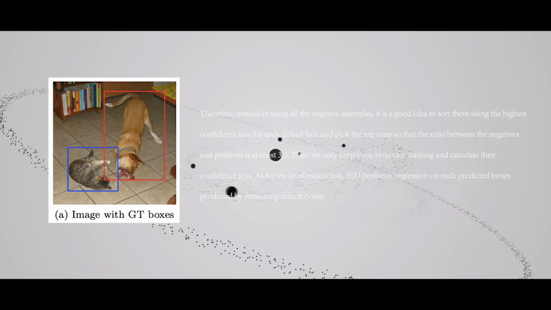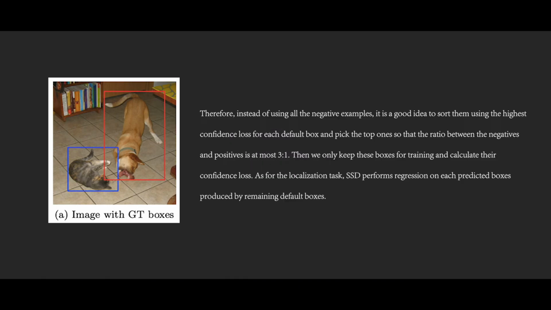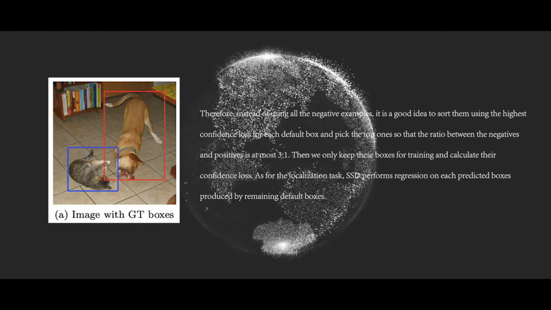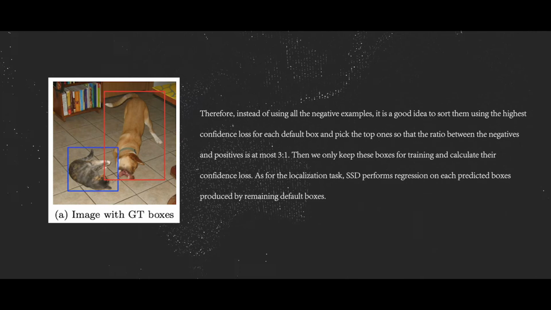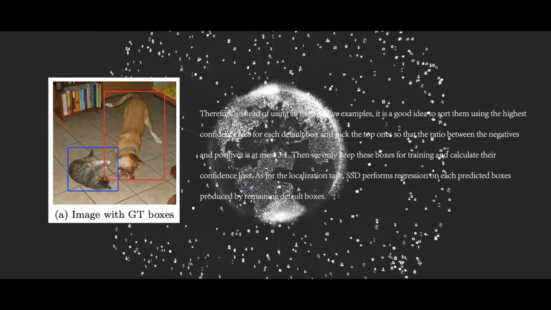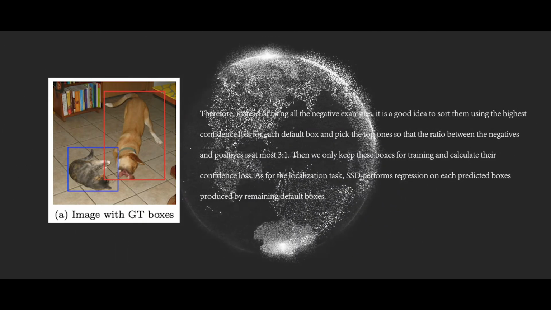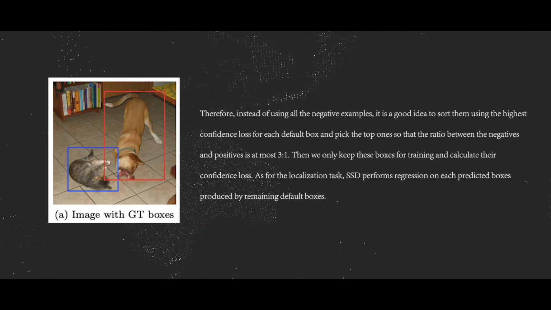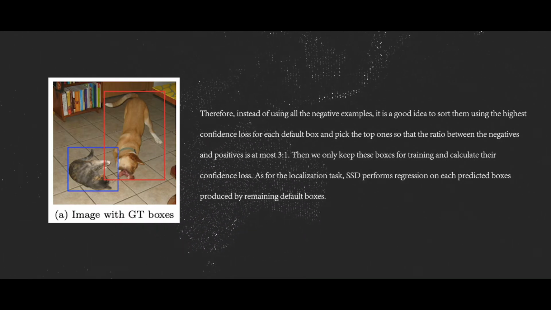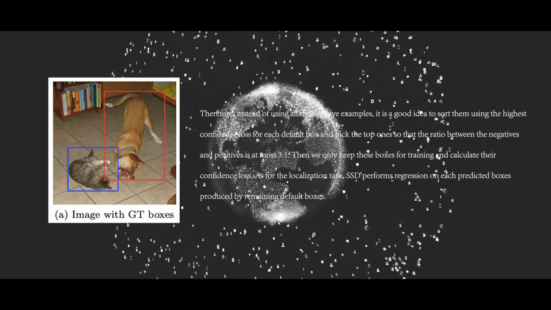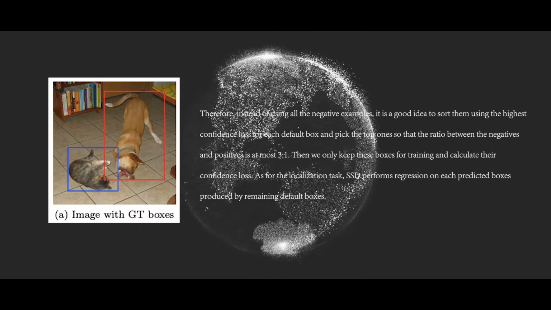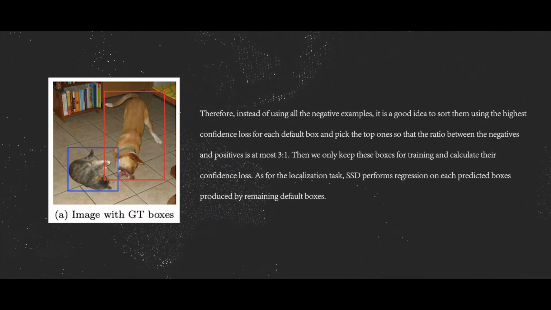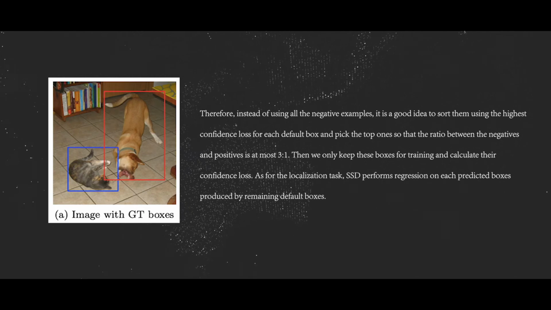Therefore, instead of using all negative examples, it's a good idea to sort them using the highest confidence loss for each default box and pick the top ones so that the ratio between negatives and positives is almost 3:1. Then we only keep those boxes for training and calculate their confidence loss. As for localization tasks, SSD performs the regression on each predicted box produced by the remaining default boxes. Then to calculate localization loss, we can see the details below.